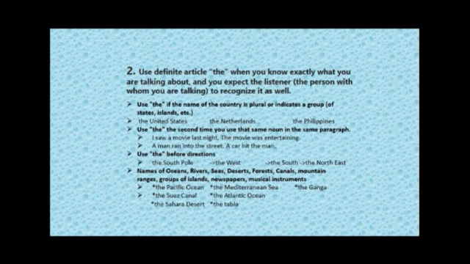And if I introduce a particular noun and if I repeat it in the same paragraph, we use "the". So here we have an example. I saw a movie last night. The movie was entertaining. A man ran into the street. A car hit the man. So in both examples, we introduced that noun. But when the same noun was repeated, we used the definite article "the", because we are speaking about that particular noun which we have introduced already.